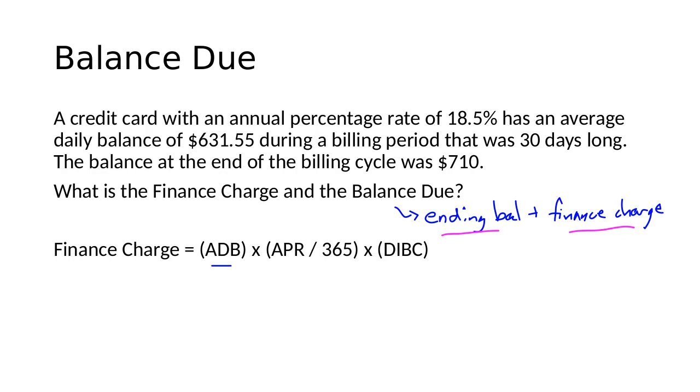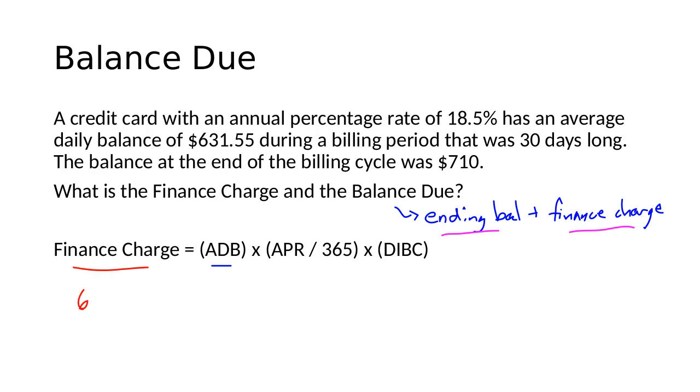So let's take a look at this one. A credit card with an annual percentage rate of 18.5% has an average daily balance of $631.55 during a billing period that was 30 days long. The balance at the end of the billing cycle was $710. What is the finance charge? And what is the balance due? First, we'll find the finance charge, and we'll use our formula right here.